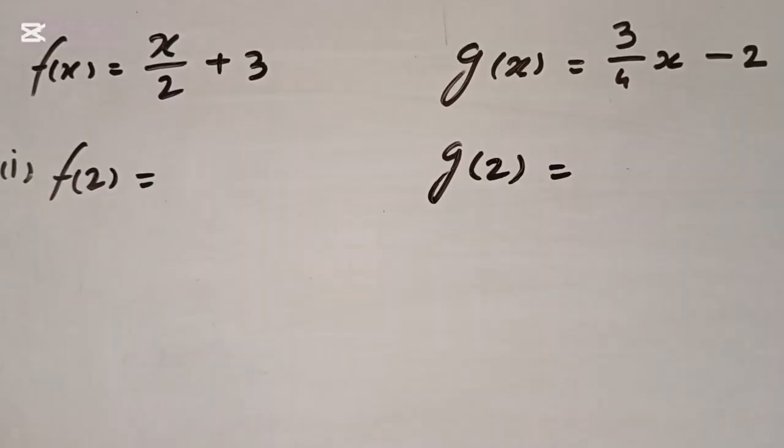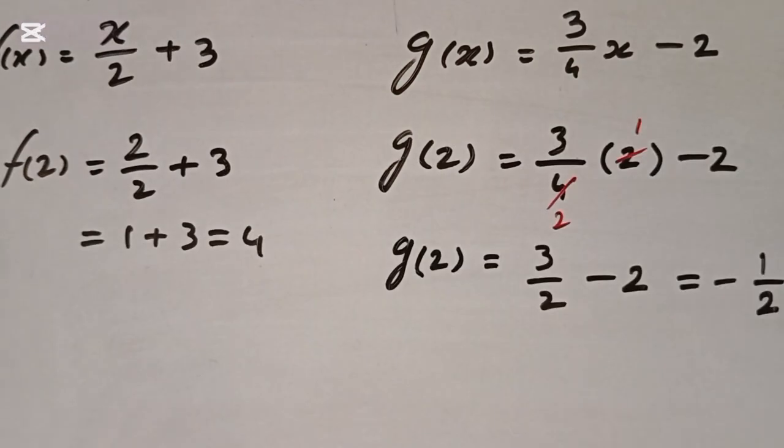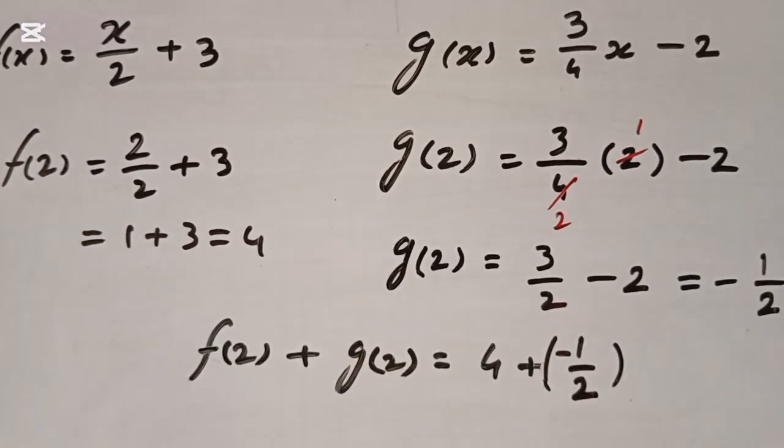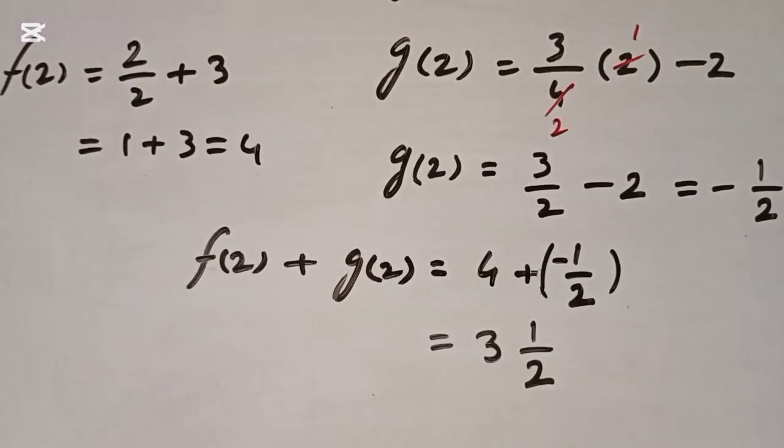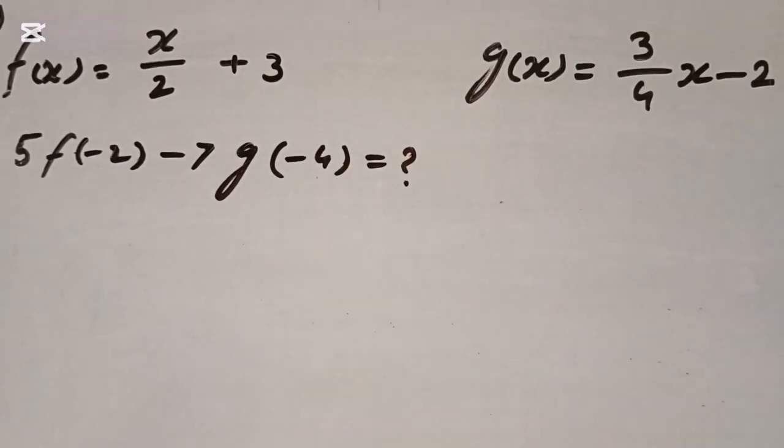Here are the functions given to us. f(x) equal to x by 2 plus 3. Now to find out f(2), in the same way, g(x) is given and we will find out g(2). Here we have found that f(2) comes 4 and g(2) comes minus 1 by 2. Now to find out f(2) plus g(2), adding the values, it comes 3 whole 1 by 2.